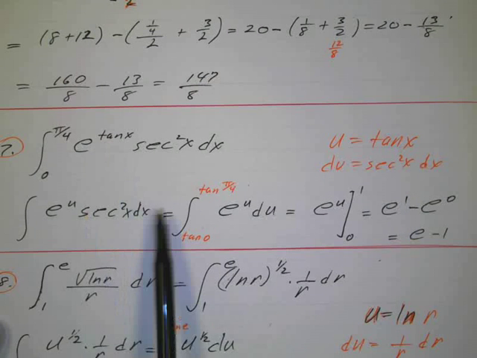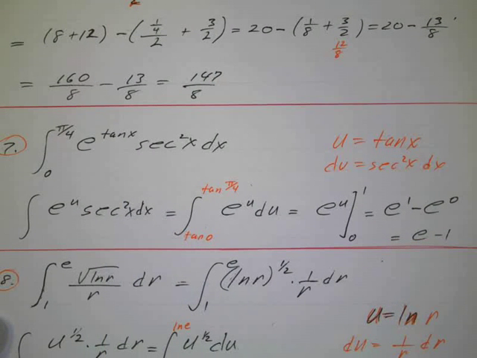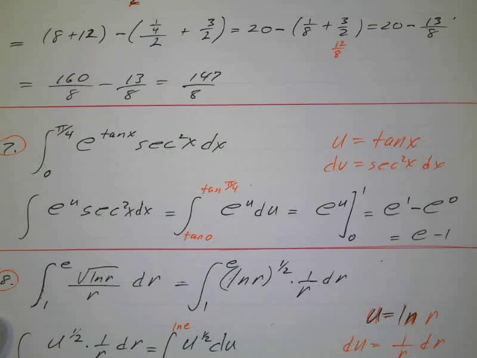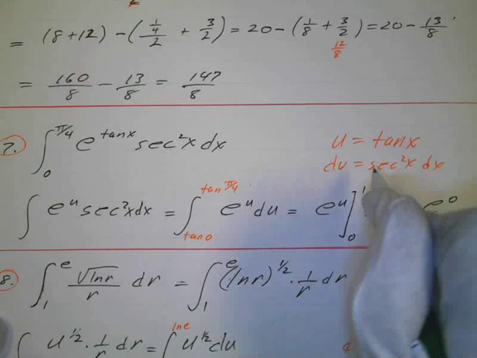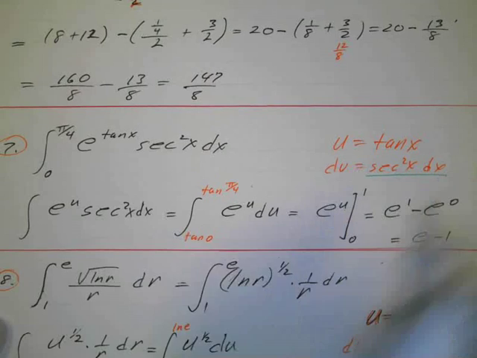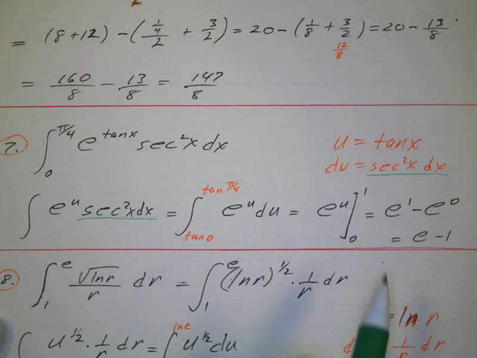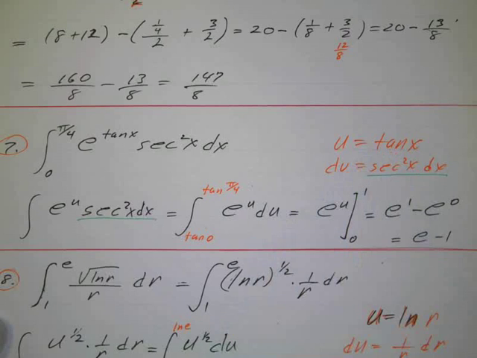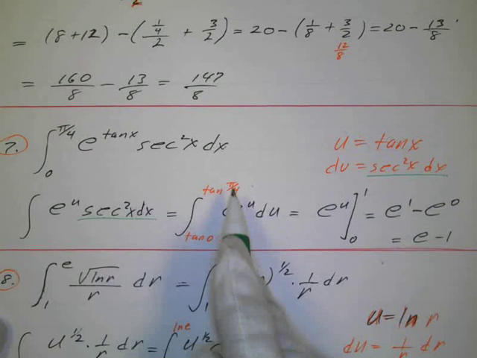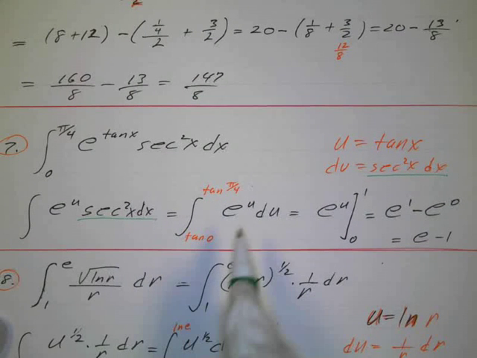So I got e to the u times secant squared dx. I'm shooting for e to the u du. And I got this perfect match over here. Look at this guy over here. There's the secant squared x dx, and there's my secant squared x dx. So there's my du. That's no problem. And then since u equals tangent, this is going to be the tangent of pi over 4. This will be the tangent of 0.